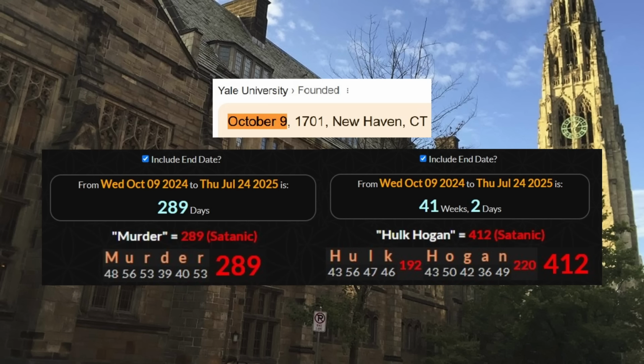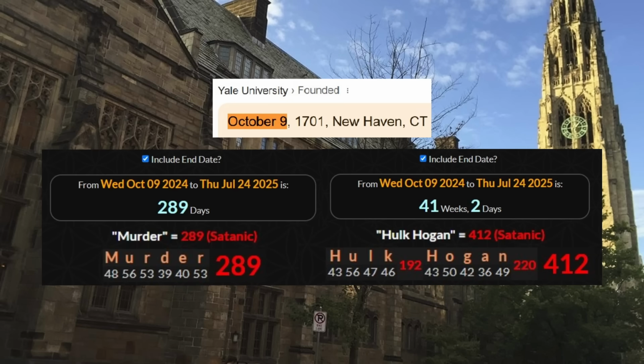Just like Hulk Hogan equals 412 in that same Satanic cipher. So they got a span of days, man. Murder Hulk Hogan. Okay, that's what we gonna do today. We gonna murder Hulk Hogan. The span of days, that day hit, the numbers hit. It's like the Brotherhood of Death lottery, the Skull and Bones lottery. Okay, what we got today? Okay, we gonna murder Hulk Hogan today.